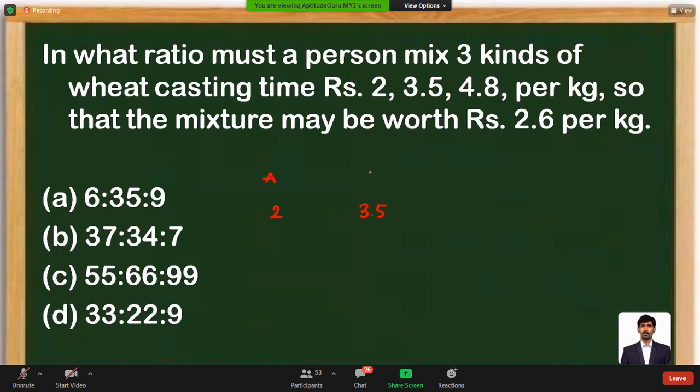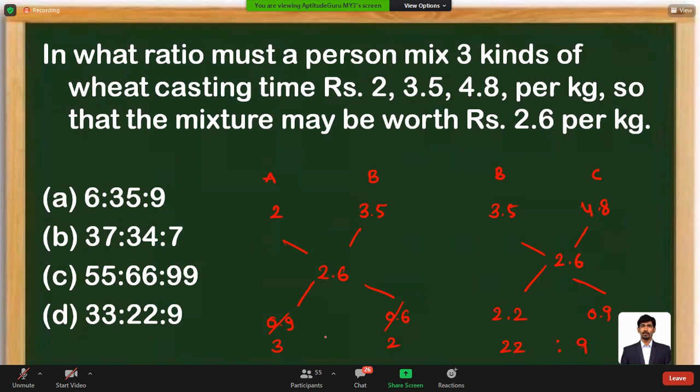So let's assume the three kinds, type A, type B, type C. What is the cumulative value? 2.6 for everything. Now type B and type C, 3.5 and 4.8, cumulative value is 2.6. So this minus this and this minus this gives 0.9 and 0.6. 3 3s are 3 2s. And what about this? This minus this gives 2.6, 3.6, 4.6, this is 2.2, and the difference between them is 0.9. This is 22 is to 9.